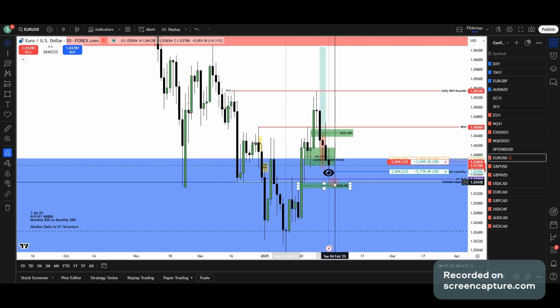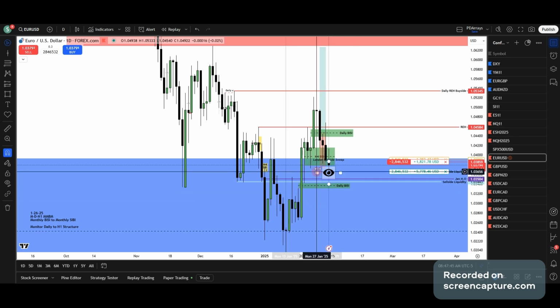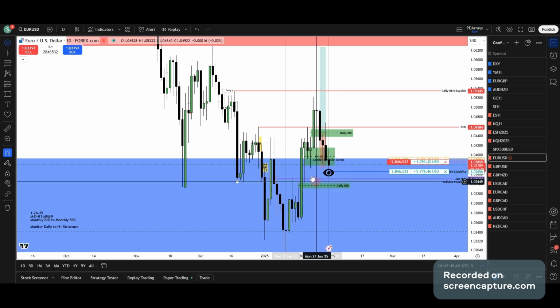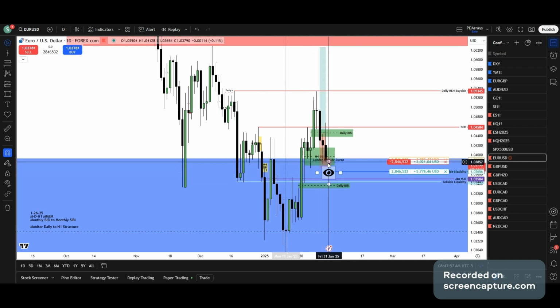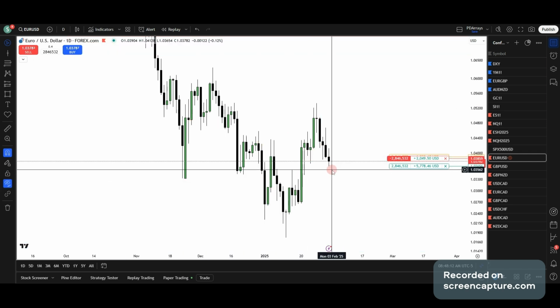Now we don't have to get all the way down there, but we have the daily BISI right here, buy side imbalance, sell side inefficiency, and then we also have our London sell side liquidity as the drawn liquidity. So we have multiple discount levels or liquidity pools where price could dip down into and go lower in order to go higher from a higher time frame on the monthly. Okay, so that's the daily.